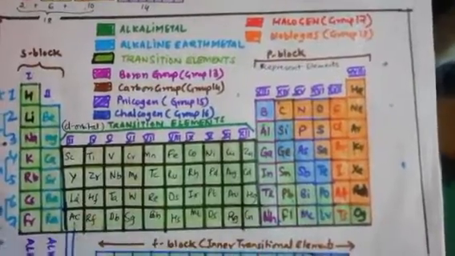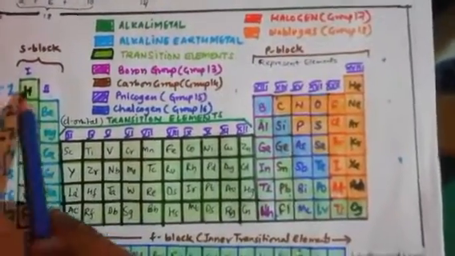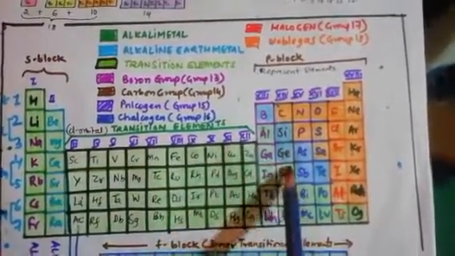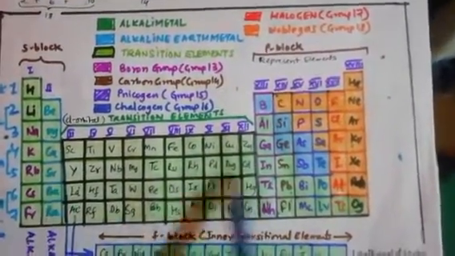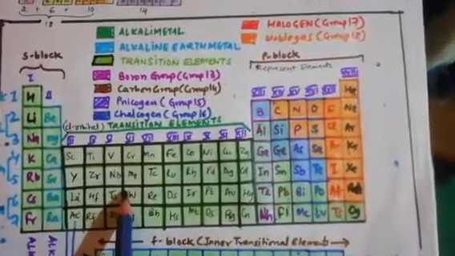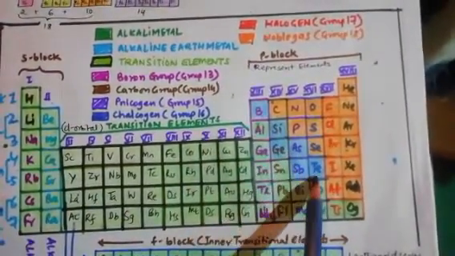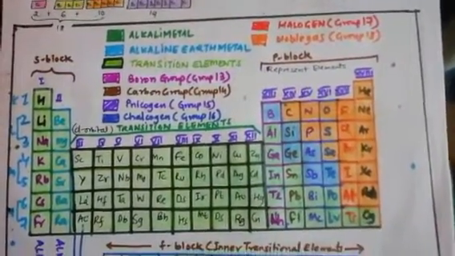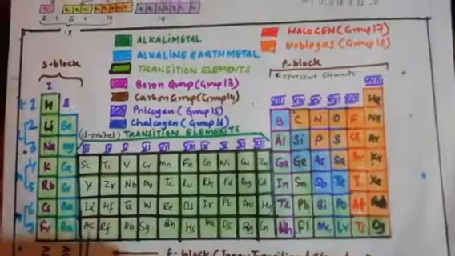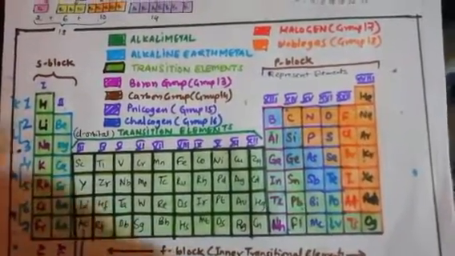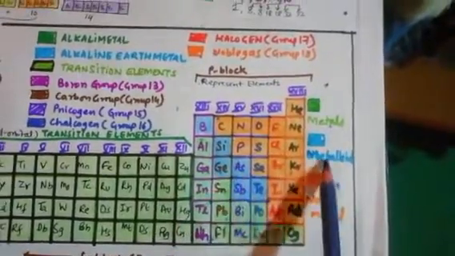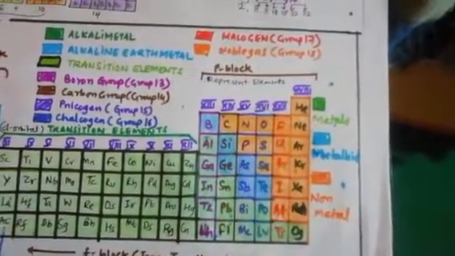it is differentiated, classified into metal, non-metal and metalloid in a separate way. It is very easy to recognize: whatever green color boxes I have made, these all are representing metals. These blue color elements are representing metalloids, and these orange color elements are non-metals. So in this way we can classify metal, non-metal and metalloid also. So these green are known as metals, these blue are metalloids, and these orange elements are non-metals. Okay, so F block elements are also there.